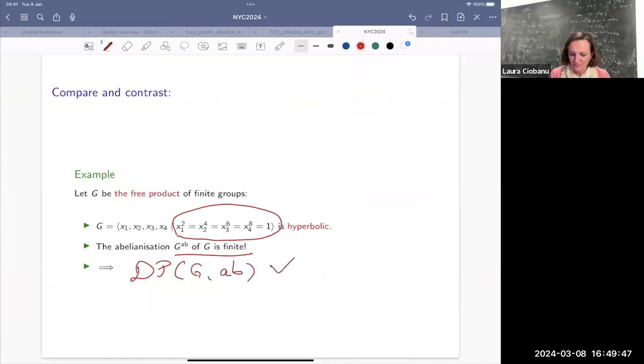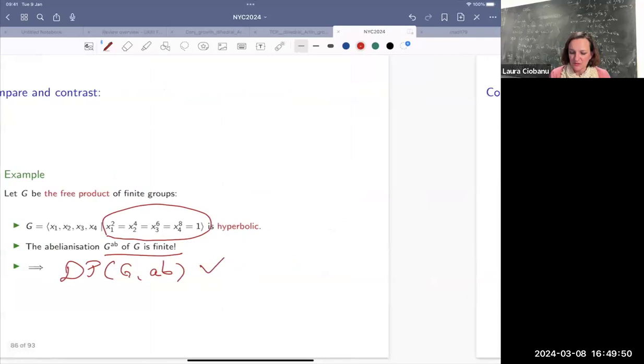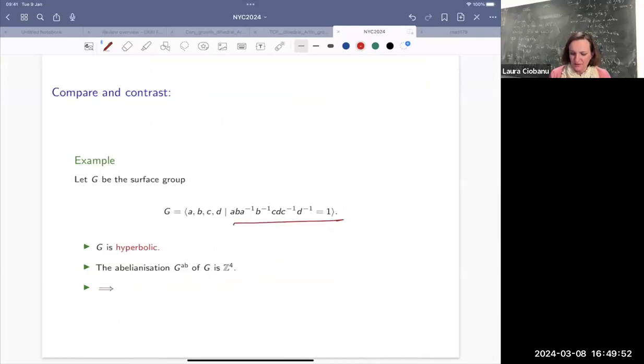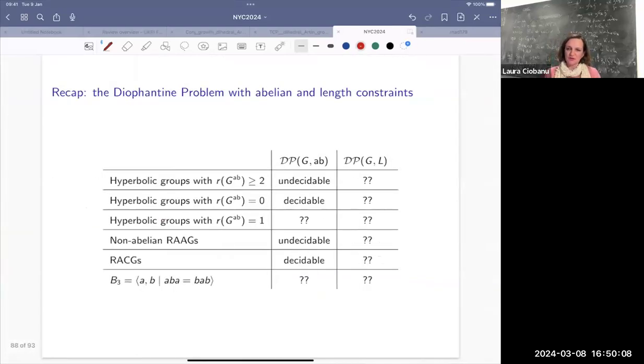question number 3. But if you're looking at a surface group where, of course, the group is hyperbolic, the abelianization is big, then again, you cannot solve the question, or it's undecidable. So there's a sort of nice, interesting thing going on. And how do you put all of this together?